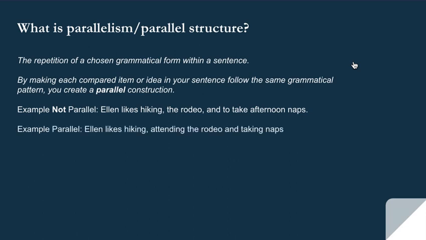Ellen likes hiking, attending the rodeo, and taking naps. You can notice the similarity between the ing form here, and ing form there. Or you can also do it this way: Ellen likes to hike, to attend the rodeo, and to take naps. So you've got infinitives here, here, and here. So there are two ways to do that.